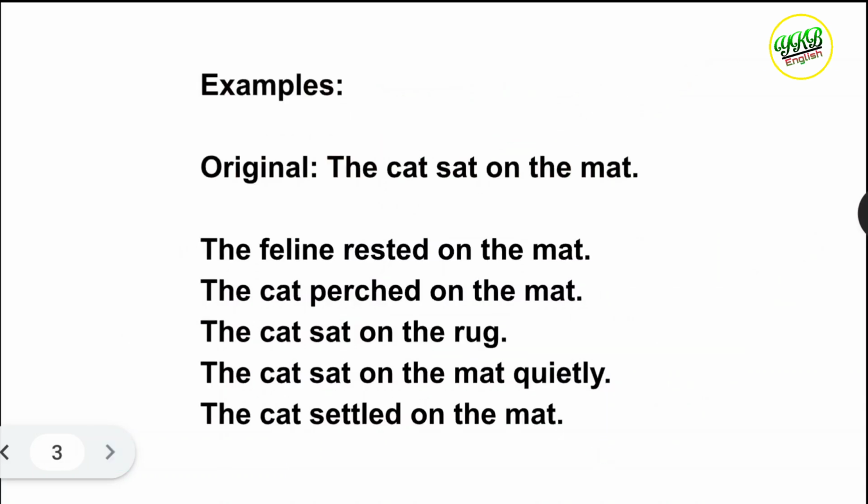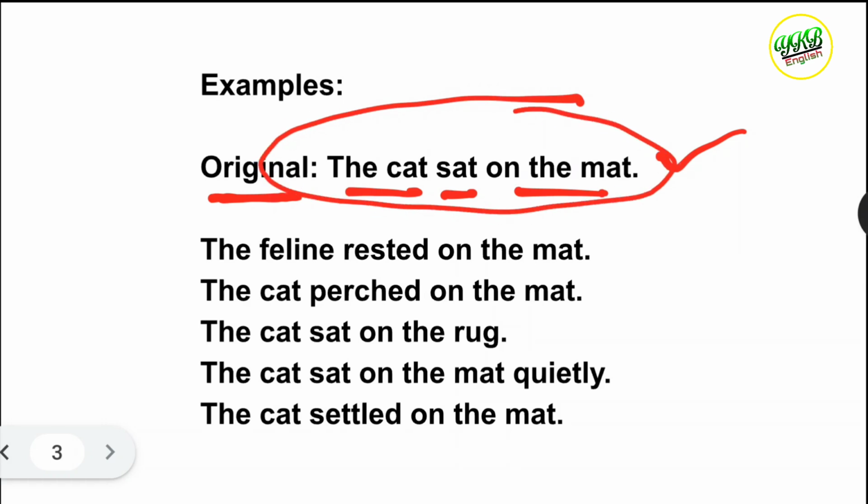Our example is here. The original sentence is: The cat sat on the mat. This is our real sentence. So let's create new sentences using this original sentence without changing the meaning of this sentence.